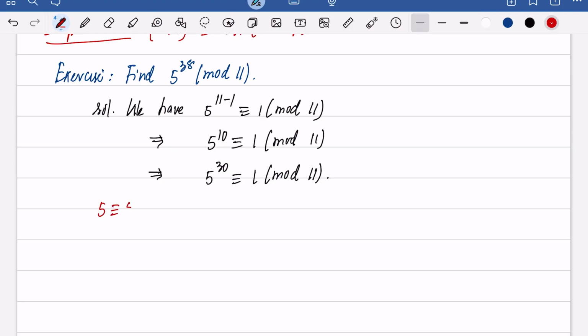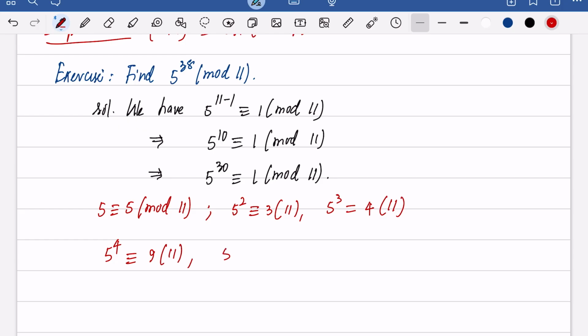5 is congruent to 5 mod 11. This is always true because congruence is an equivalence relation. Now 5 squared is 25, and 25 is congruent to 3 mod 11. Now 5 cubed is 5 into 3, that is 15, and 15 is congruent to 4 mod 11. Similarly 5^4: multiply this equation by 5, we get 20, and 20 is congruent to 9 mod 11. Now 5^5: multiply both sides by 5, 5 into 9 is 45, and 45 is congruent to 1 modulo 11.